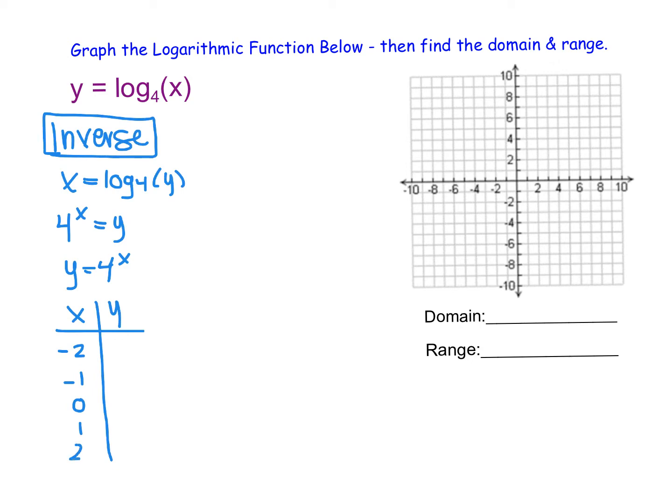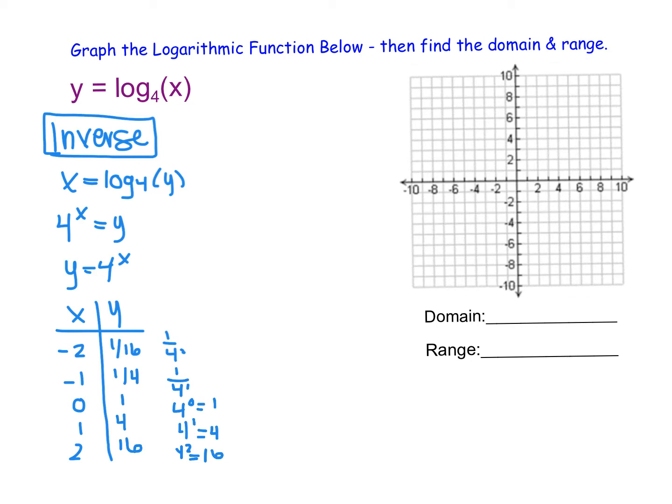As we do that, 4 to the power of -2 becomes 1 over 4 squared, which is 1 over 16. Or if you do that in a calculator, it would be something like 0.0625. We then take 4 to the power of -1, which is 1 over 4 to the first, which becomes 1/4, or 0.25. 4 to the power of 0 is just 1. 4 to the power of 1 is 4. And 4 to the power of 2 is 16.